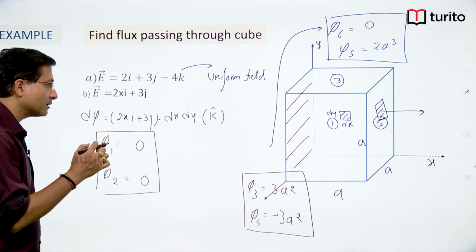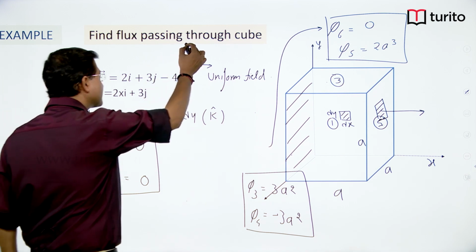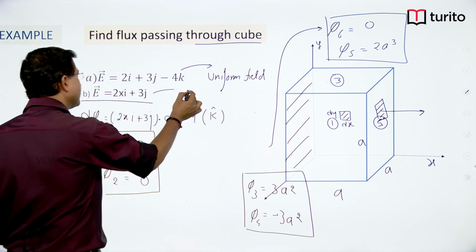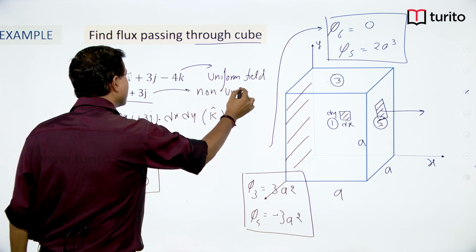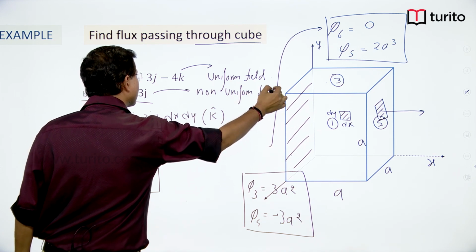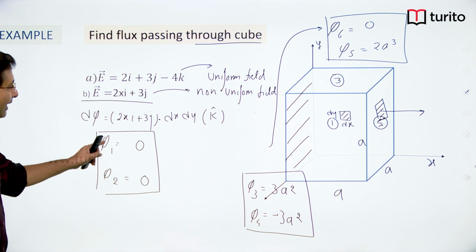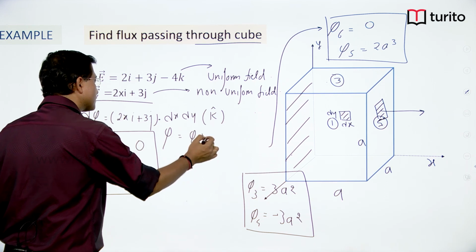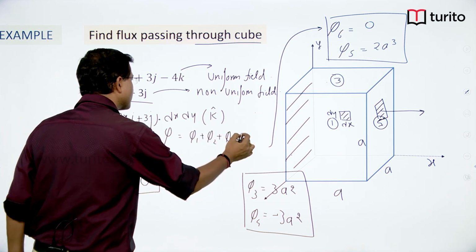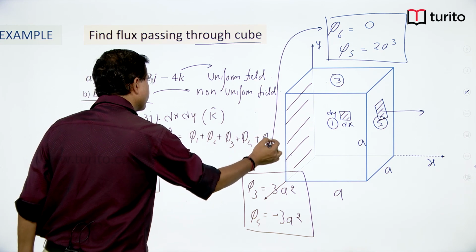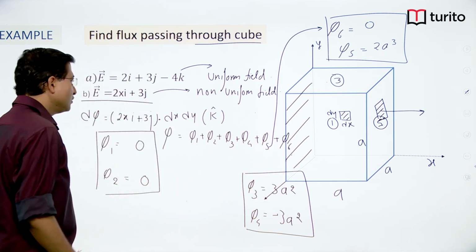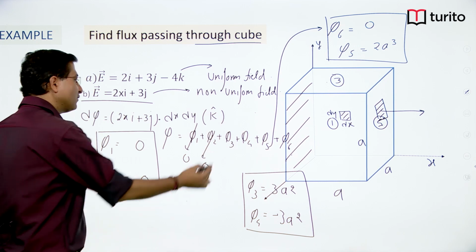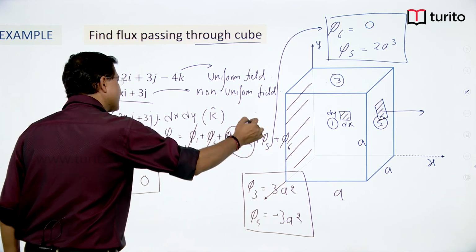we have calculated. So, question is what is the total flux associated? Find the flux associated with the cube. Field is non-uniform, right. This is example of non-uniform field. So, when I add them all, phi is equal to phi 1 plus phi 2 plus phi 3 plus phi 4 plus phi 5 plus phi 6. You can see these two are 0 itself. This is 0 and this one is 0. Phi 3, phi 4 will cancel each other. So, these two will cancel each other, they will become 0.